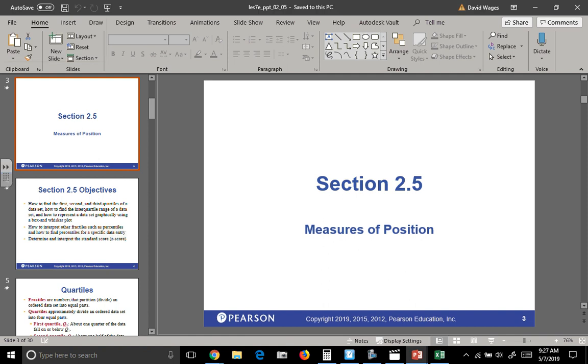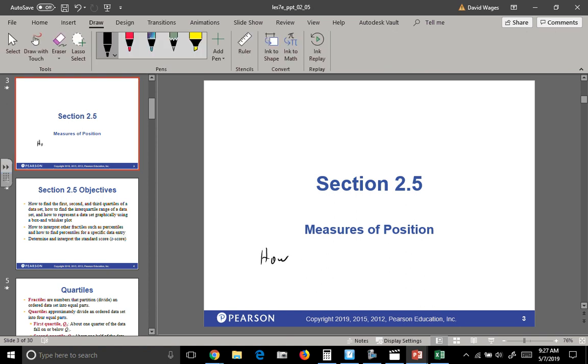In this next section, 2.5, we'll be looking at measures of position. And positions just mean how far into a set of data does a data value occur. So does the data value occur close to the front end, close to the low end? Does it occur close to the high end? Does it occur somewhere close to the middle? So just how far into the set of data will you find that particular value?